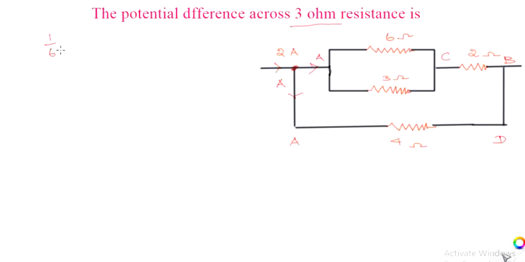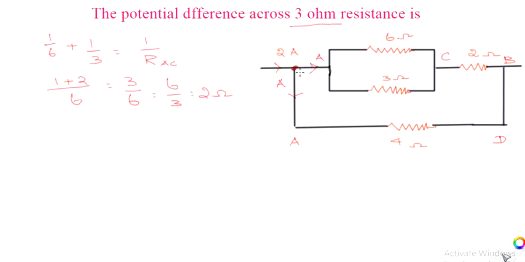Therefore, what will you get? 1 by 6 plus 1 by 3 equals 1 by the resistance across AC. We have to find out the resistance across AC. Therefore, here it is 6, so 1 plus 2, which is equal to 3. So 3 by 6, which gives 6 by 3 equals 2 ohms. Okay, 2 ohms between A and C. And CB is also 2 ohm.